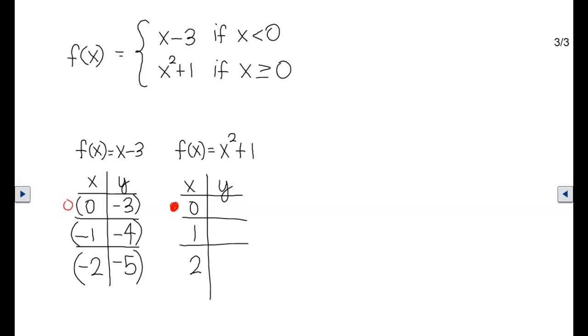All right, same thing over here. Input 0 for x. 0 to the second power is 0 plus 1 makes an output of 1. Input 1. 1 to the second power is 1, plus 1 makes 2. Input a 2 for the x. 2 to the second power is 4. 4 plus 1 is 5. So again, I have produced ordered pairs that I can use to graph that piece of the function.